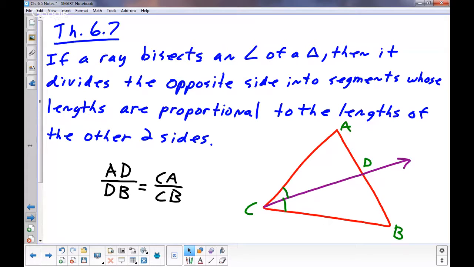So what we see here is that CD bisects, or is intersecting, AB. And then AD compared to DB is the same as AC compared to CB, or BC. So the two smaller segments to the two sides. And basically it's top to bottom, top to bottom: segment on top, segment on bottom, side on top, side on bottom. And that's kind of the easy way. If you want to do left and right, depending on how it's drawn, it works out the same way.